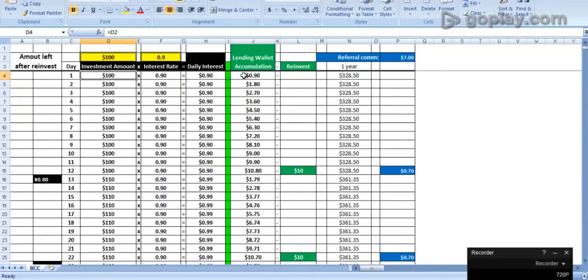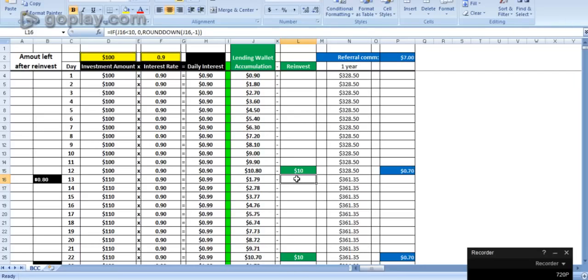So every day you're going to let that interest just go into your wallet, and then you'll see this $10 or this green block here. The minimum reinvestment amount is $10. So that's why you have to wait till at least that to make your next reinvestment.